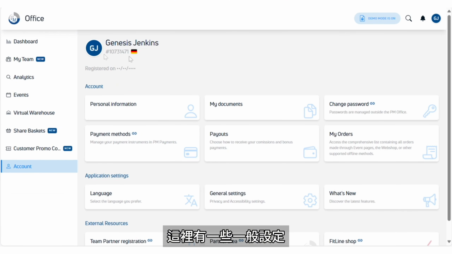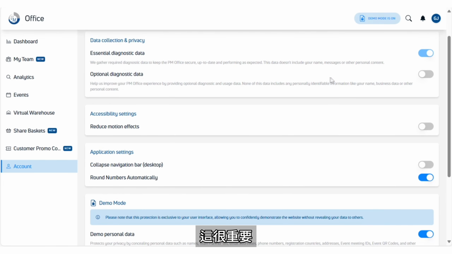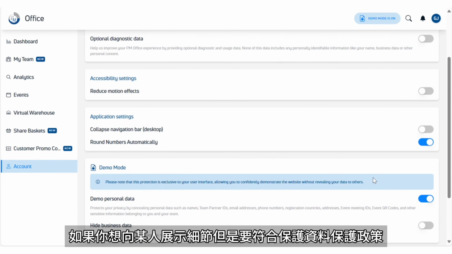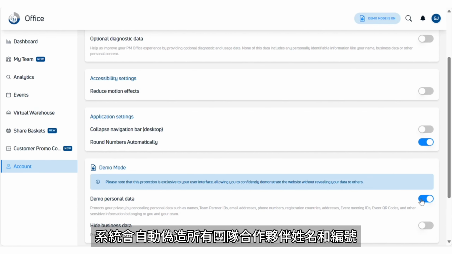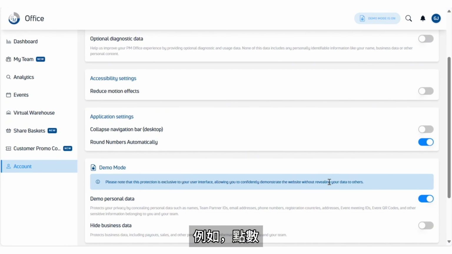I have here some general settings. I mentioned at the beginning the demo mode, which is pretty important if you want to show details to someone, but protecting the data protection policy. So in the moment when it's activated, the system will automatically fake name and team partner numbers. You can even hide the business data, means point values, for example.